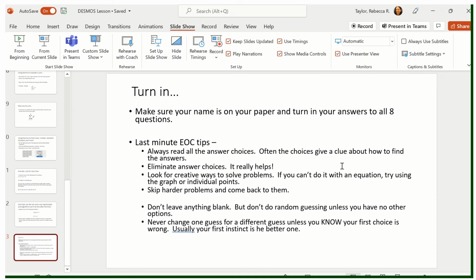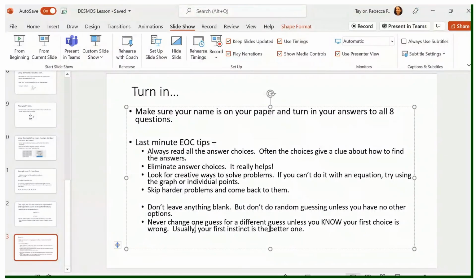And then never change one guess for a different guess unless you know your first choice is wrong. Usually your first instinct is the better one. And I think it wants me to put a comma here, but I think they make me over comma stuff. Usually your first instinct is the better one. So if you have this hunch that a certain answer feels right, and then you start to have a different hunch, don't change your answer. Okay, do not change your answer unless you're sure that your first hunch was wrong.